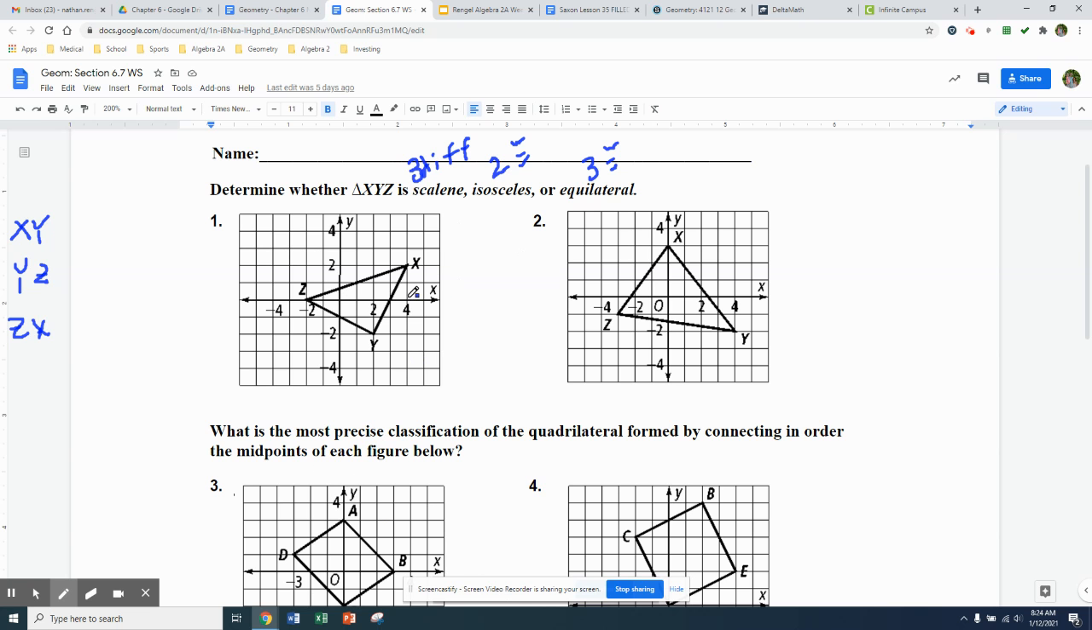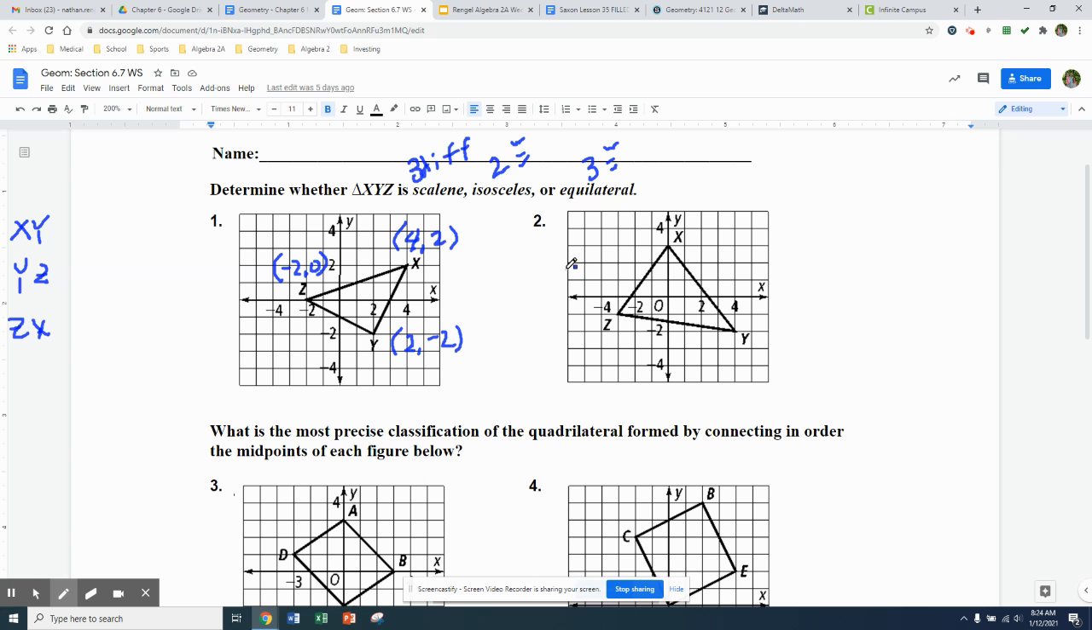So from here, let's find out where our X coordinate is. Our X coordinate would be at 4, 2. Our Y coordinate is at 2, -2. And our Z coordinate is at -2, 0. All right, so there we've got our 3 coordinates.